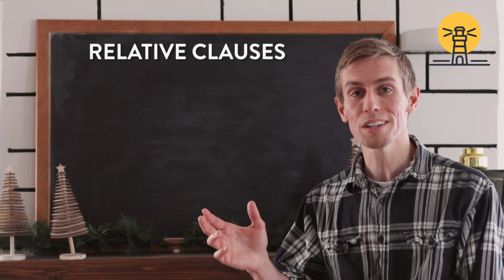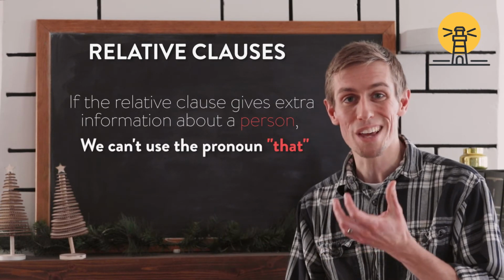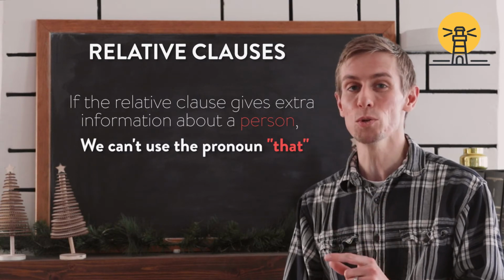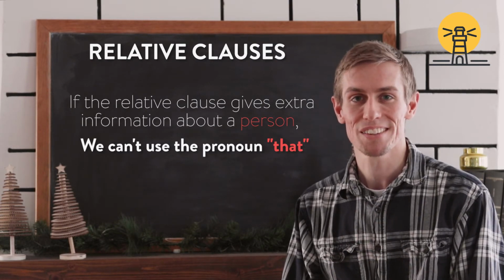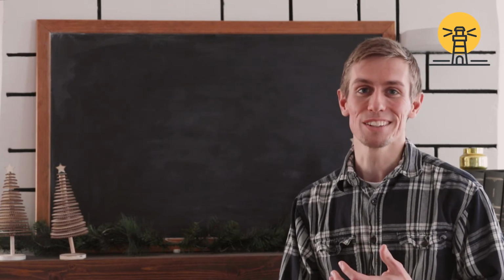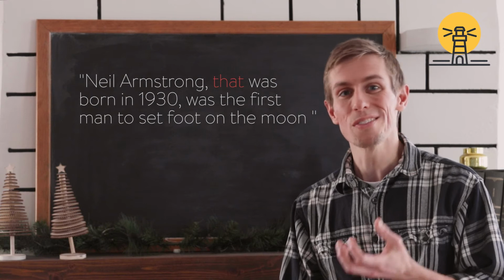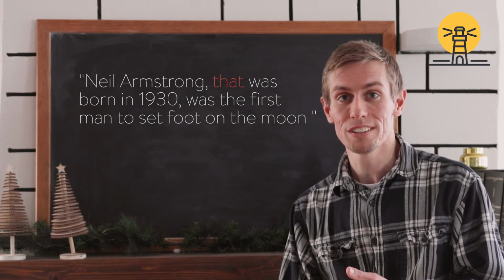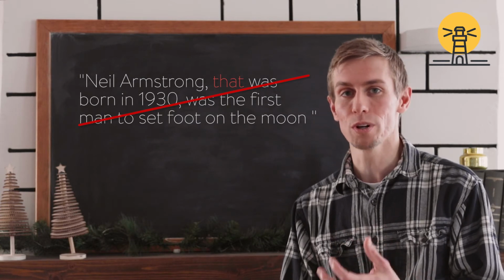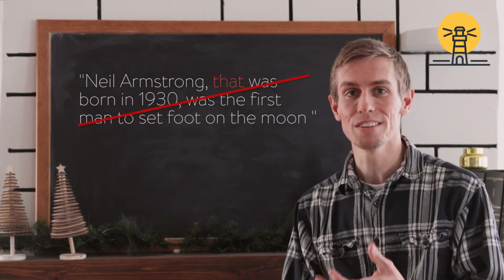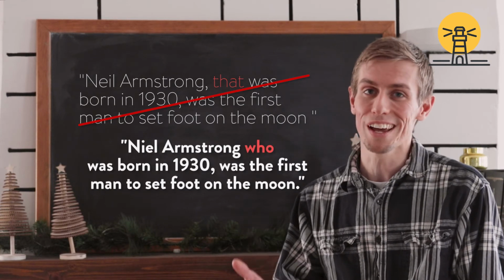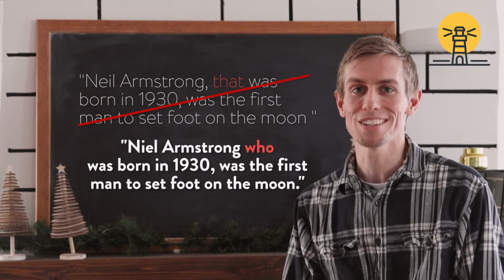Because if we're talking about a relative clause that gives extra information about a person, we can't use the pronoun that. For example, this sentence is not okay to say in English. "Neil Armstrong, that was born in 1930, was the first man to set foot on the moon." We have to use the relative pronoun who in this sentence. So it should be "Neil Armstrong, who was born in 1930, was the first man to set foot on the moon."